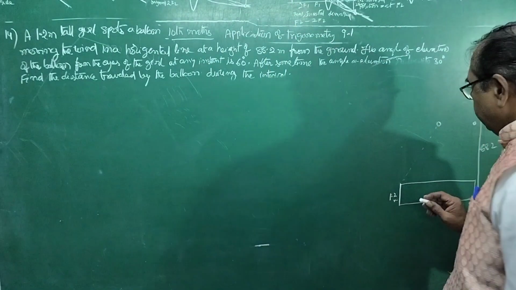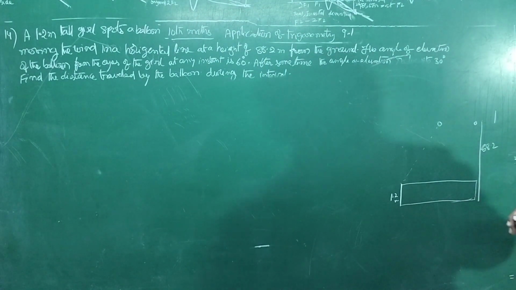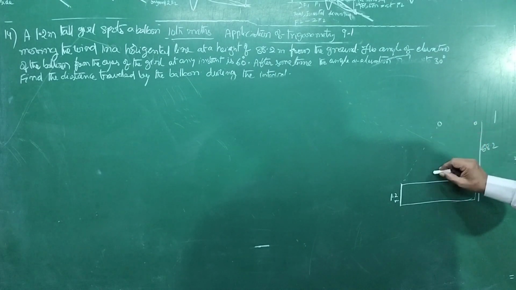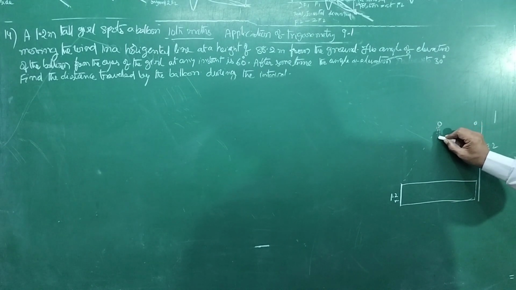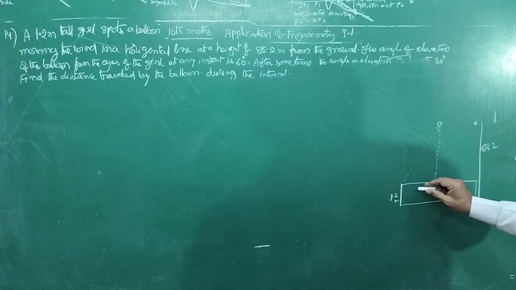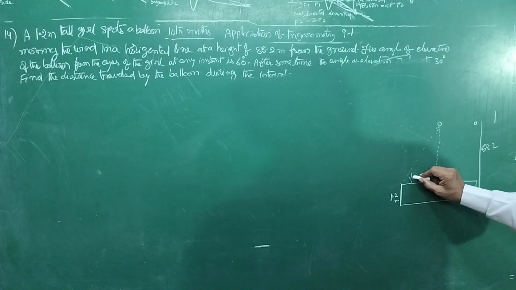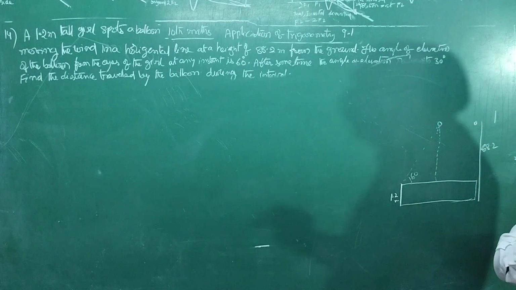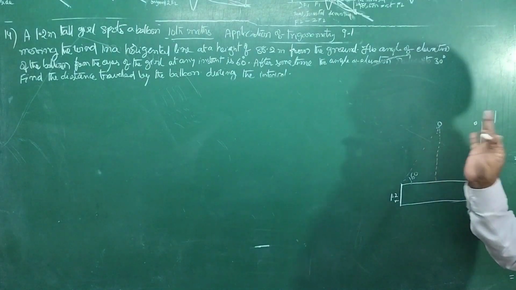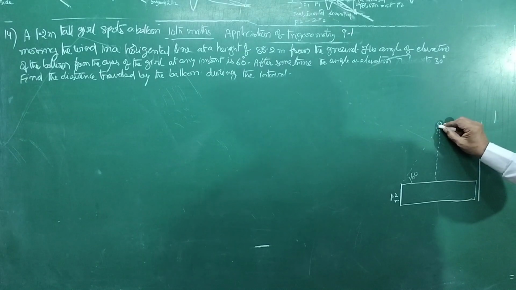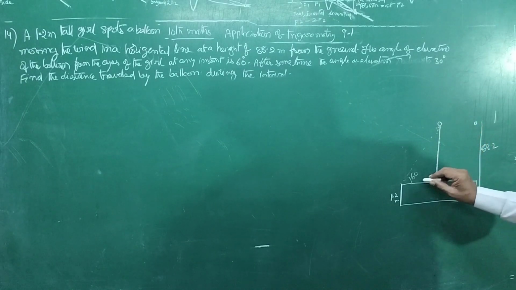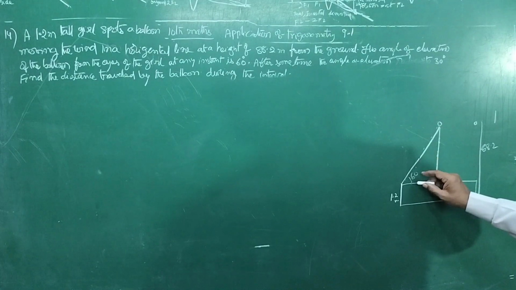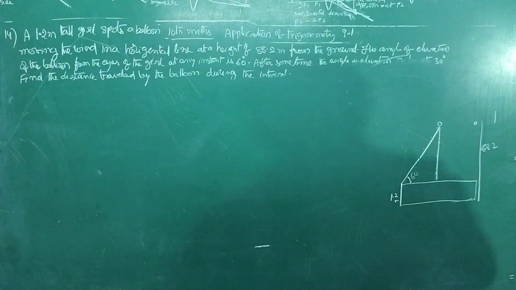From the ground, the angle of elevation of the balloon from the eyes of the girl at any instance: first, the girl saw the balloon at 60 degrees. Suppose the balloon is like this. The balloon has no thread, so the dotted line is shown in the textbook. She saw the balloon at a 60 degrees angle first.